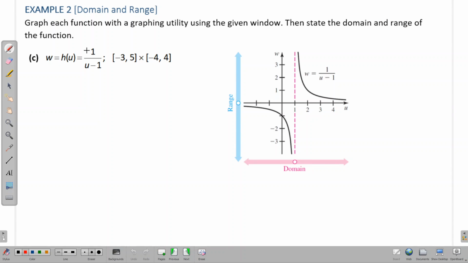All right, and then the final one is a rational function. And again, we should be able to tell the domain just by looking at this. When you have a rational function, you have to throw out anything that makes the denominator equal to 0. So we can see that u cannot be equal to 1. So the domain is going to be everything but 1. So negative infinity up to 1, union 1 to infinity.